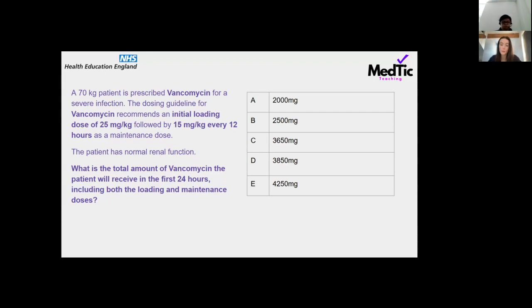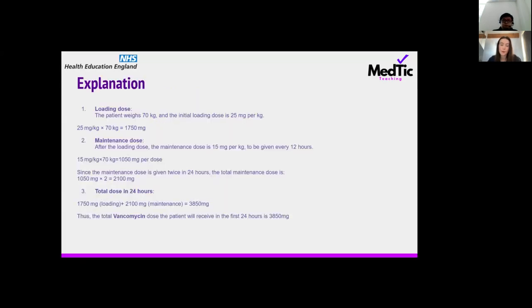Nice, so that's about a minute now. Shall we reveal the answer? Nice, so the right answer was D, and then we'll pop through the explanation now. In this case, the loading dose you need to work out, and then you need to work out 2 of the maintenance doses because they're given 12 hours apart. So assuming that the loading dose is given and then the maintenance dose is immediately given after that, then there's another maintenance dose within that 24-hour period.